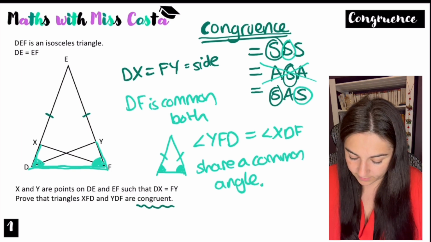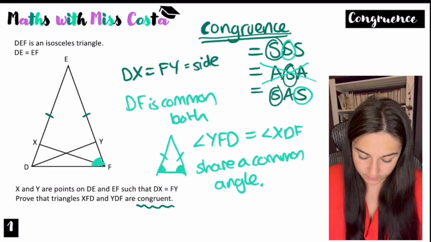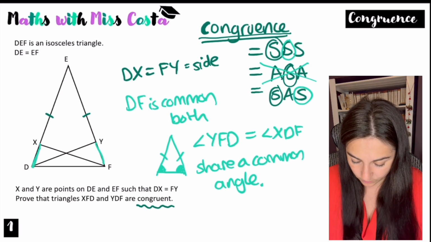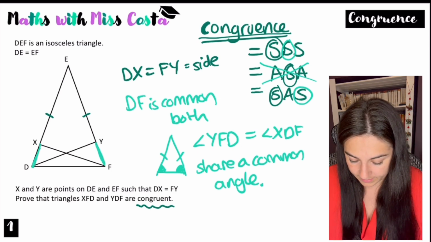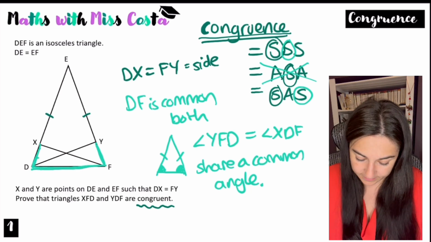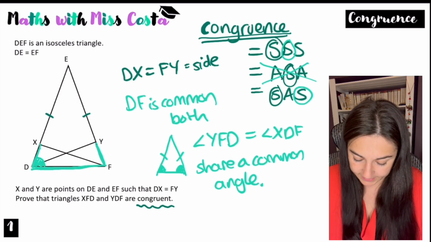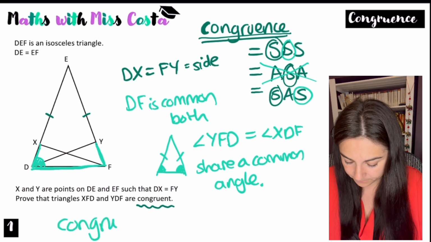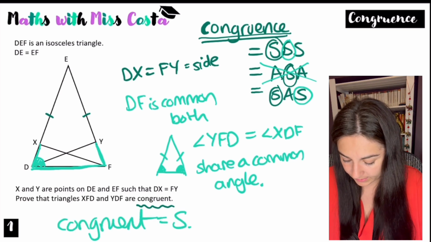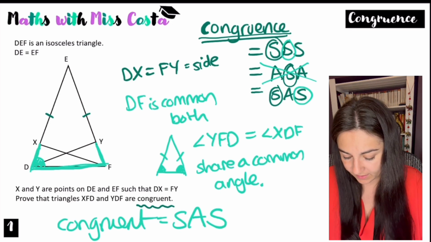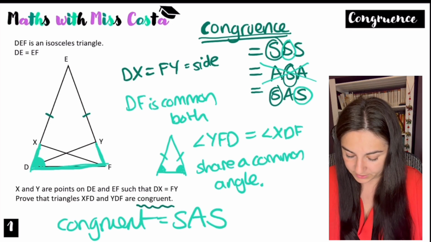And so what have I done? Well, I've shown that there is a common side, XD and YF. I have shown that they have another side in common and that the angle between these sides is also common. So therefore, this is congruent through side, angle, side. Okay, so common side, and an angle in between those two common sides.